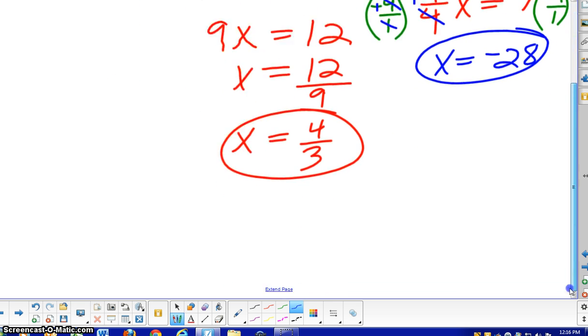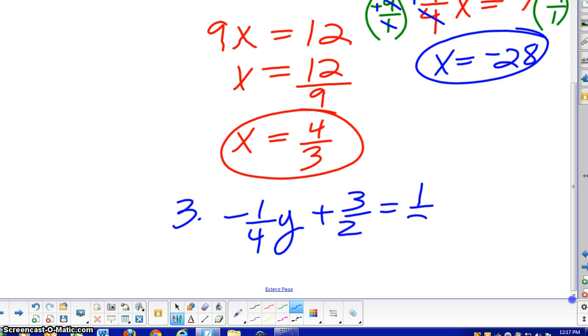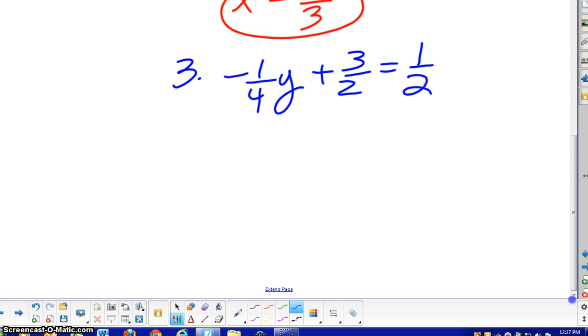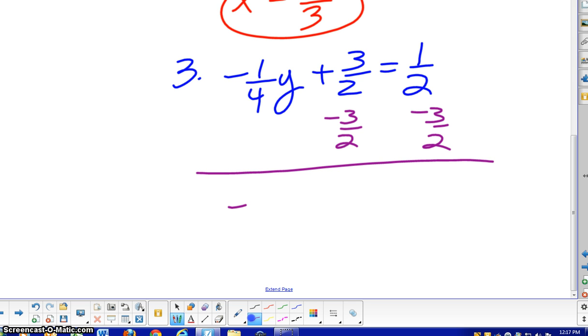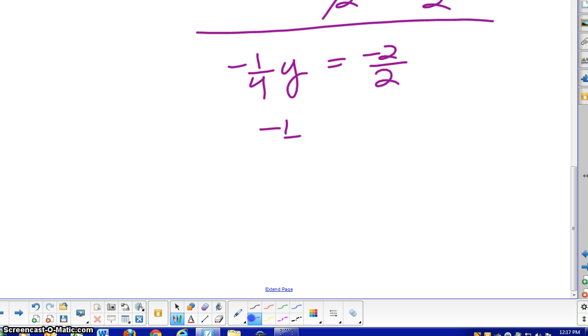Okay, let's talk about the next one, which is, again, more fractions. Get used to them. Negative 1/4 y plus 3/2 equals 1/2. First thing we do, again, is add or subtract. So I'm going to show that I'm subtracting 3/2 from both sides. Negative 1/4 y comes down to the next line, and 1/2 minus 3/2 is negative 2 over 2, which simplifies into negative 1.